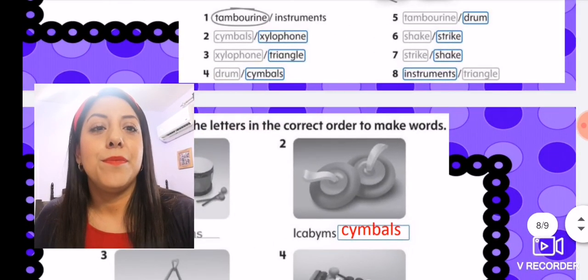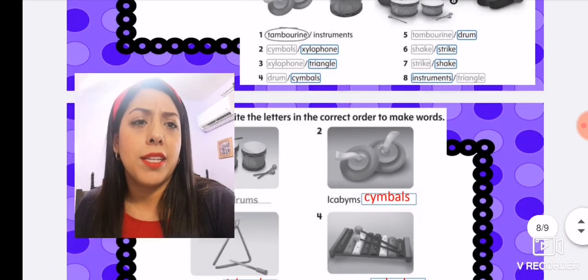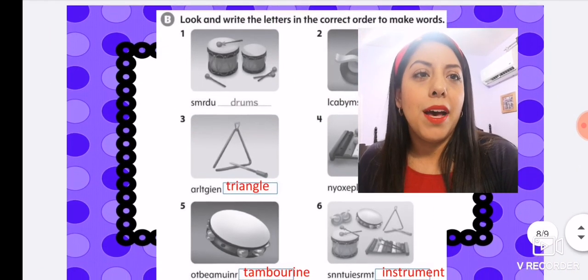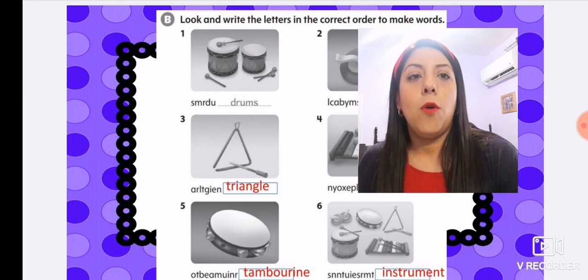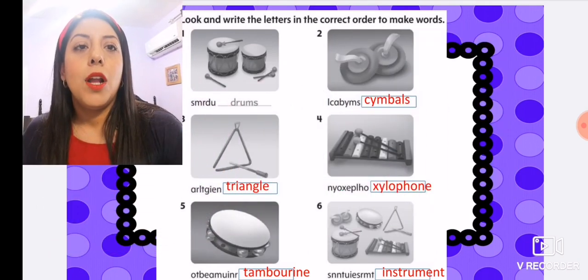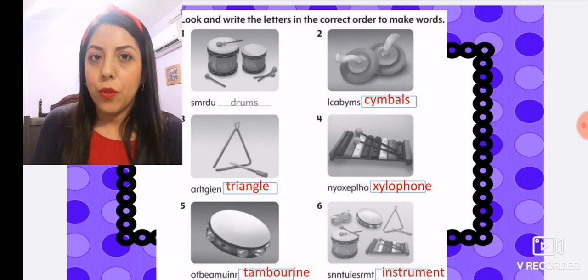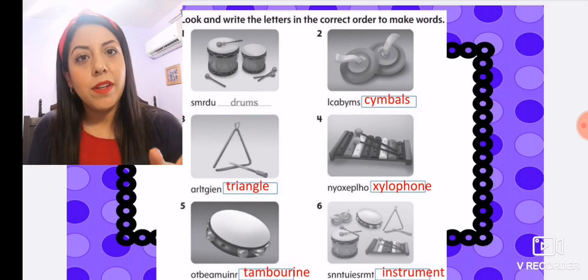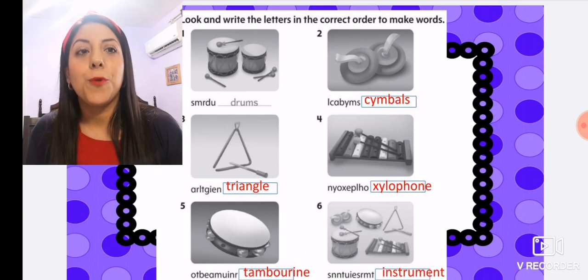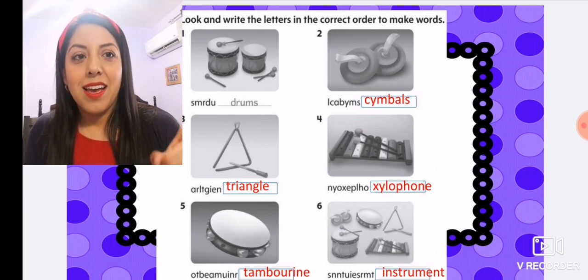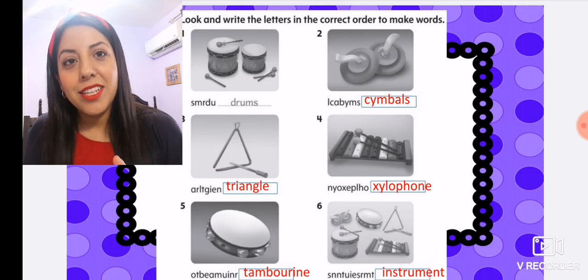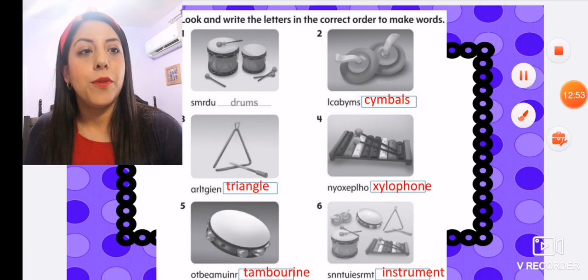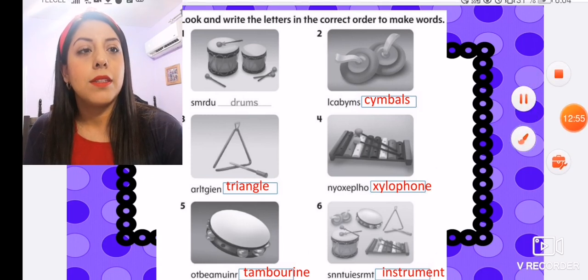Okay, let's continue. You can also practice with the second page, but this is up to you. I just recommend you answer one page, that is enough, okay? Now, let's practice this together. Look and write the letters in the correct order to make words. In this activity, you need to unscramble the words to create the words, obviously, yes. Number 1, these are drums. Let me show you. Let's practice a little bit, guys.